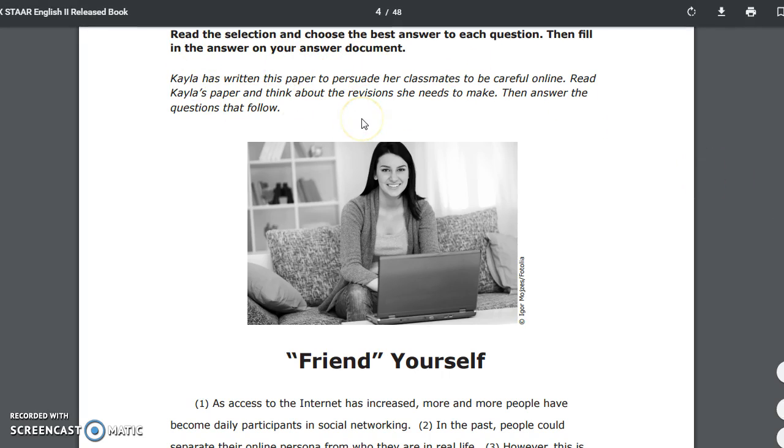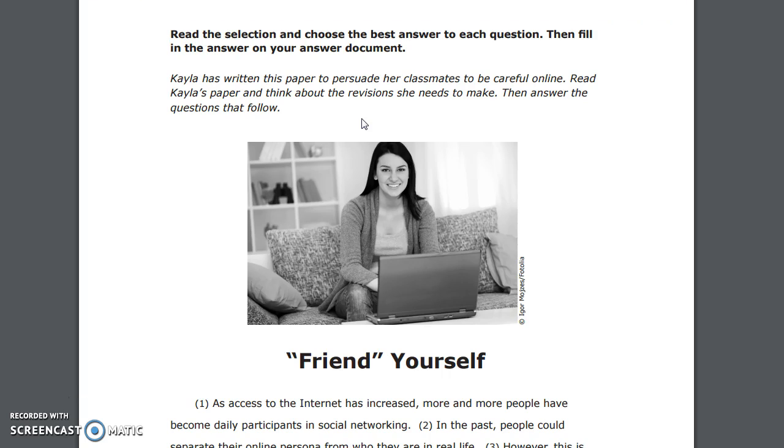Kayla has written this paper to persuade her classmates to be careful online. Read Kayla's paper and think about the revisions she needs to make. So two things I have to notice from that question. Number one, it asks me to think about revisions. So I know that means I'm going to have to make changes or add details or make something more clear with this passage. So please make sure that you read the instructions and that you know if you're revising or editing.